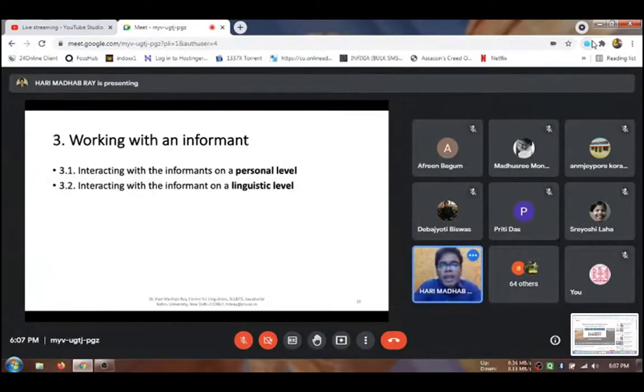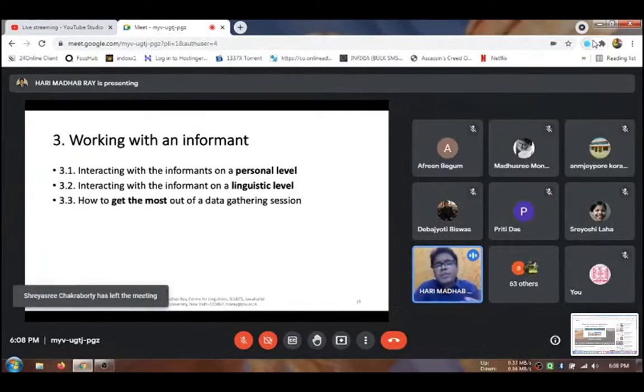And not only on a personal level. Let's say your job is to write a grammar of a particular language, and you start discussing many personal things and you are not working. So you have to interact with them on a linguistic level as well. You have to have a balance of both the linguistic level and the personal level.